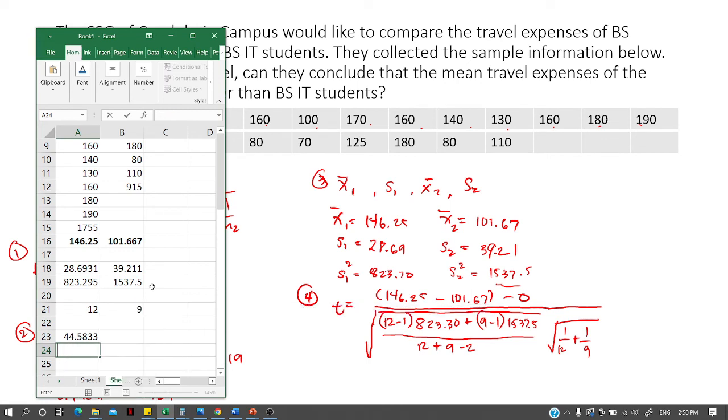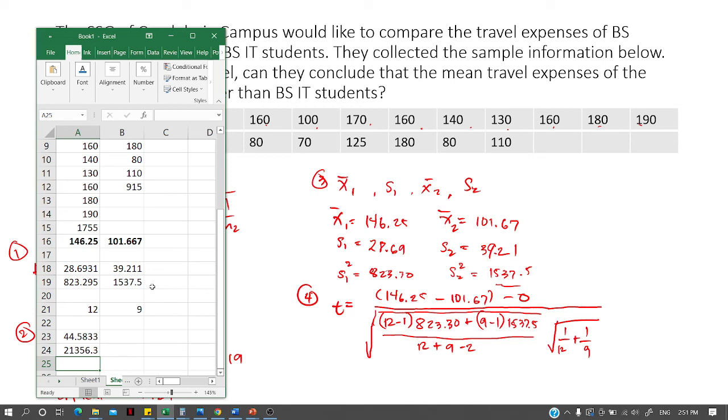So, yata muna yung mga taas. So, we'll have here 12 minus 1, that will be 11. Multiply natin yung dito. Tapos, i-add natin yung 9 minus 1, that will be 8. Multiply natin yung dito. Okay?